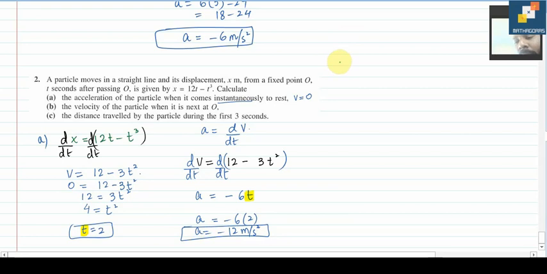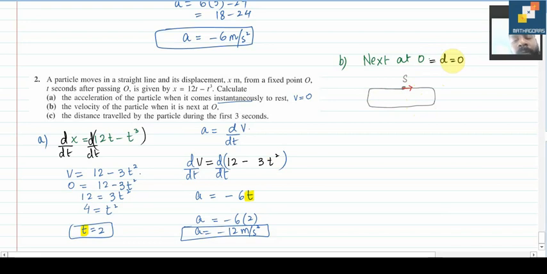Moving on to the next part, B. The velocity of the particle when it is next at O. Now, what do you mean by next at O? Let's suppose that the particle starts at this point, right? That is the starting point. So let me say that it's S. The particle starts from this point, travels around it, and when it comes back to O, after that we say that now it's next at O. So for next at O, it means that distance or displacement equals to 0. That is meant by next at O.